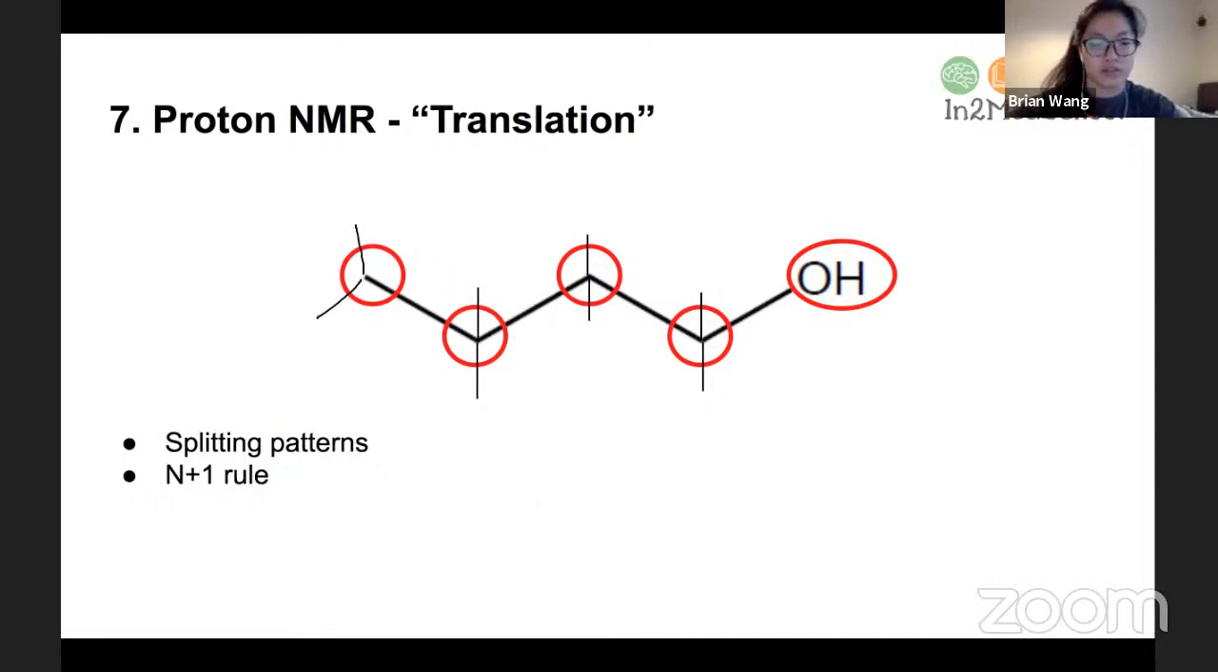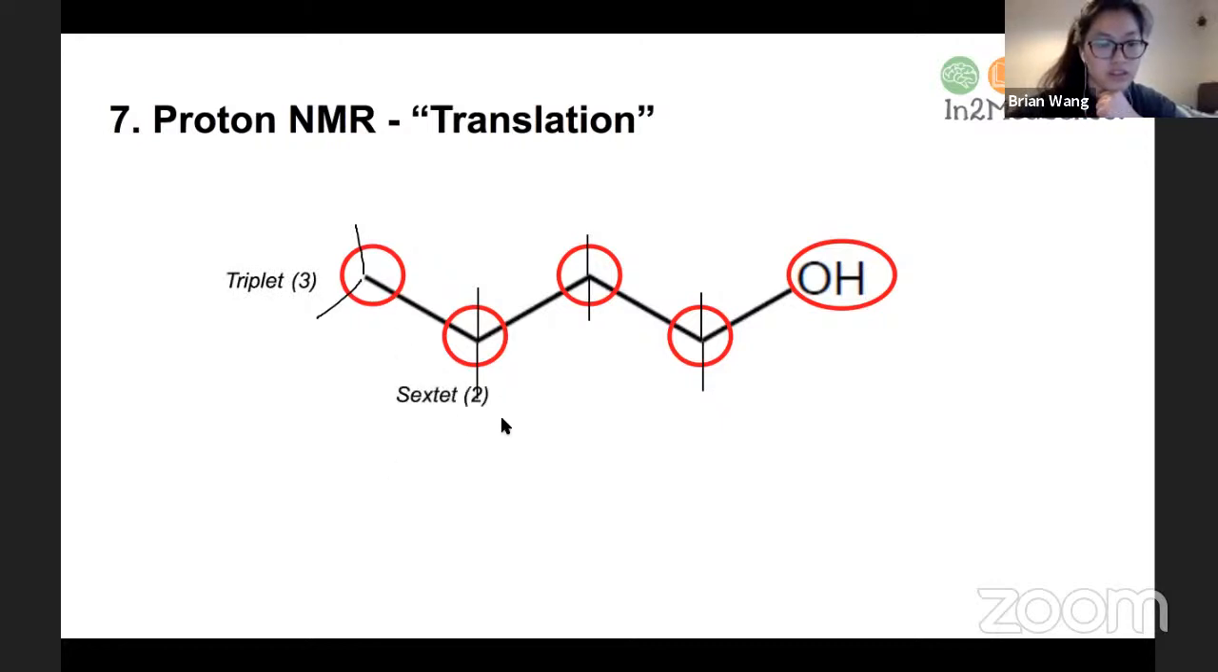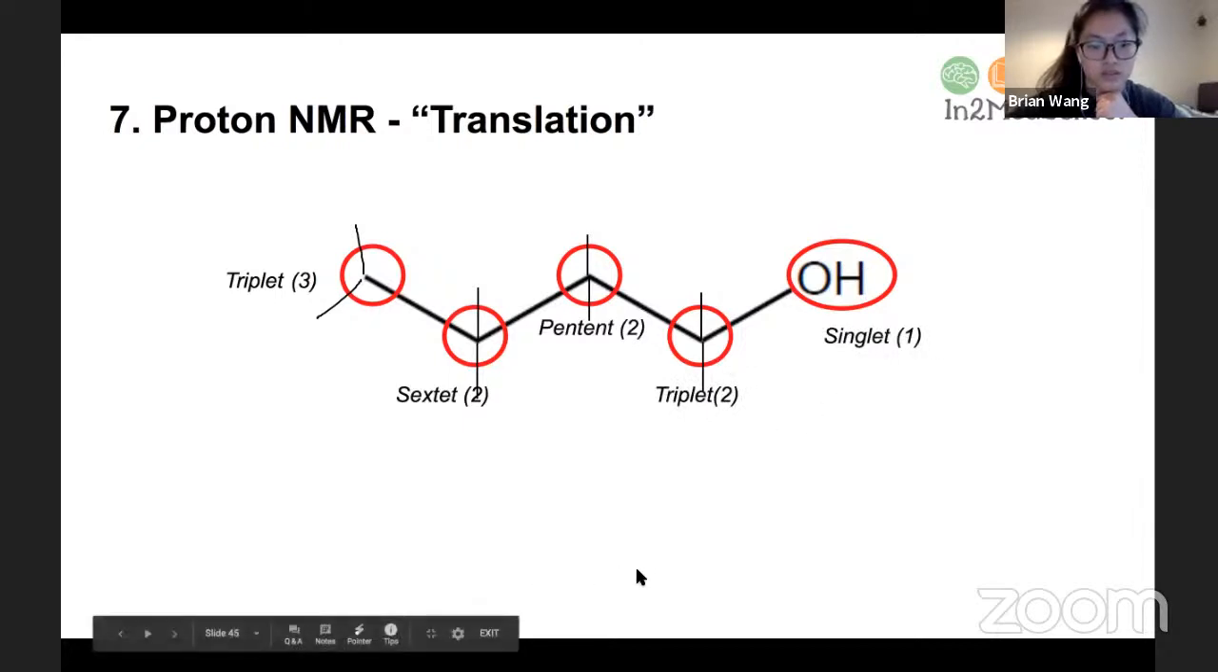I didn't really use the n+1 rule, but some people do, and I can ask Rehaan later to explain more about that as well. Okay, so you've got the triplet, and then you've got a sextet, and you've got a pentet, then you've got a triplet again, and you have a singlet here. Sorry, that's my fault. I was missing one more hydrogen here. I always remember that a carbon has 4 bonds.